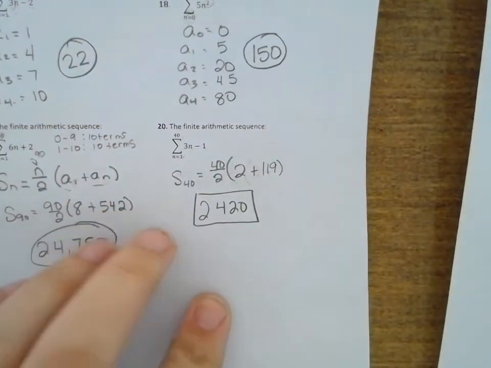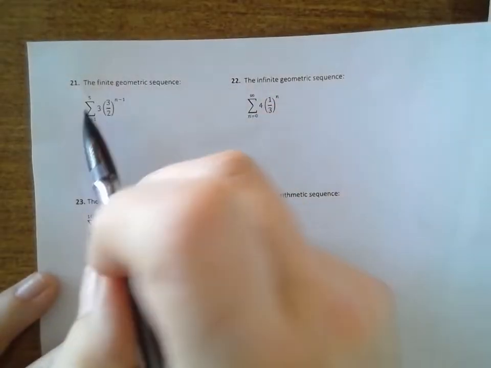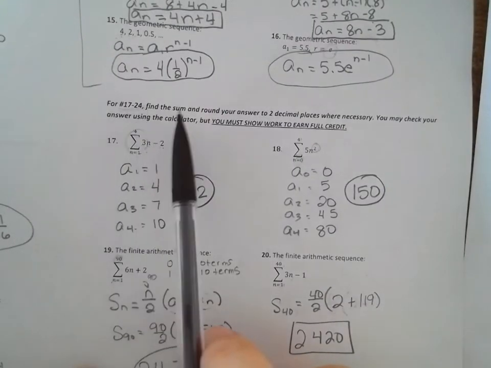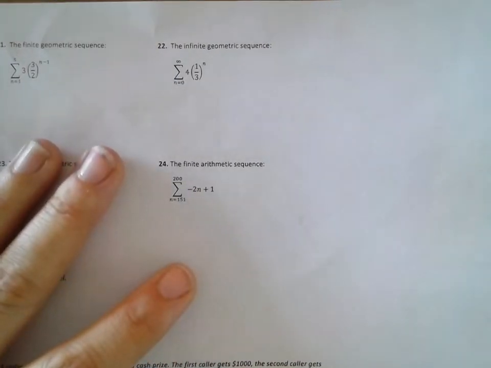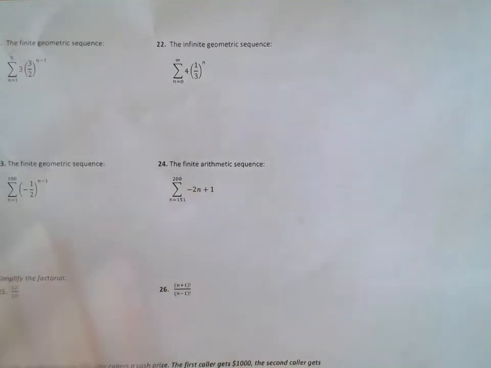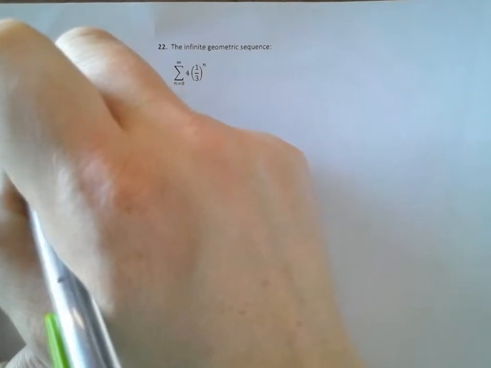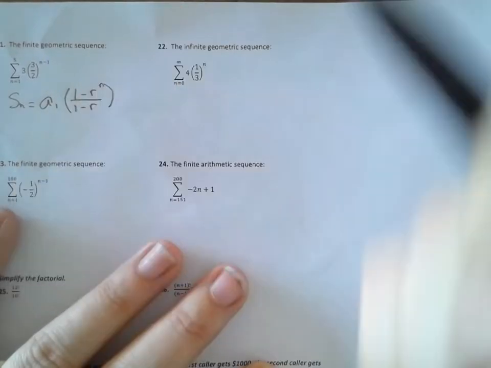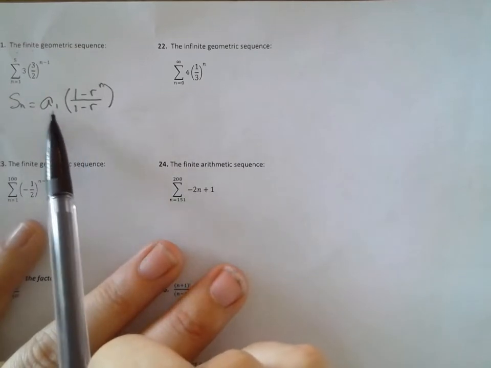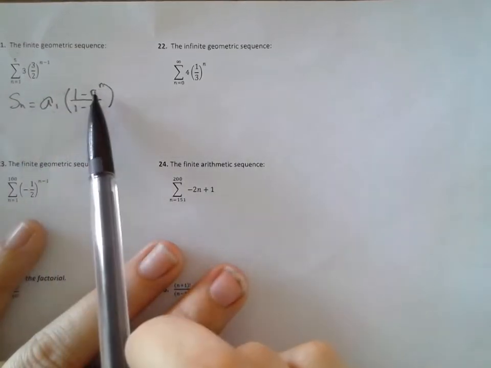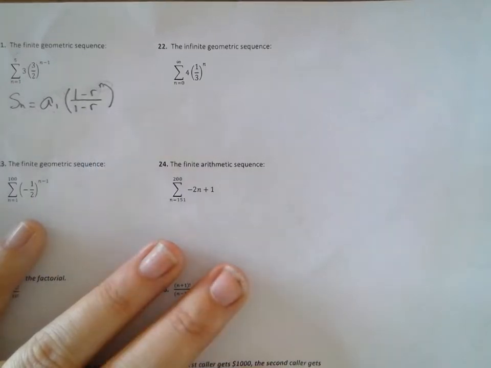All right, moving right along. This is a finite geometric sequence. And from here, it told us 17 through 24, we're finding the sum. So I'm looking on my formula chart, and I'm finding the sum formula for a finite geometric sequence. That formula is, the sum is equal to a sub 1 times 1 minus r to the n power all over 1 minus r. So the three things that I need to have here in order to find the sum is my a sub 1, my r value, and my n value. We need to find those things.